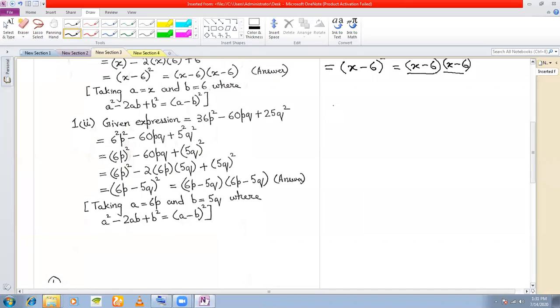Then in the next class, I will discuss further. Okay, just last one here. 36 p square minus 60 pq plus 25 q square. Now you must check the extreme terms. What are the extreme terms? This can be written as 6p whole square. It will be 25q square. Okay, 25q square, fine.